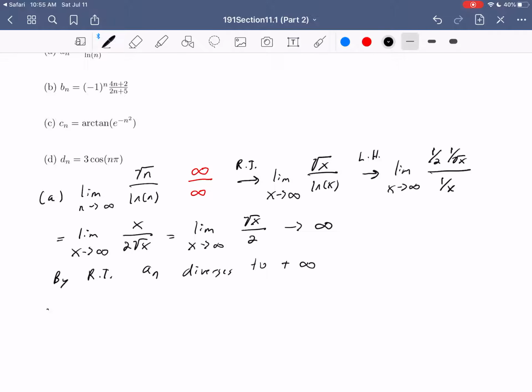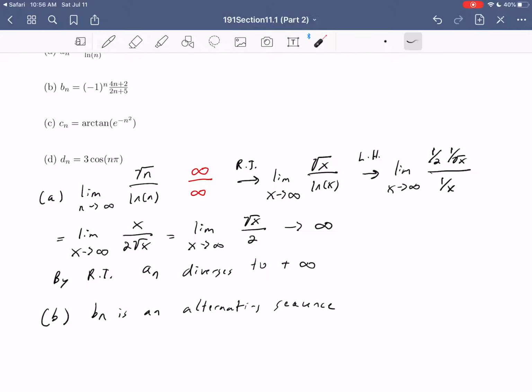All right, for b, we have (-1)^n times (4n + 2) over (2n + 5). We should know that b sub n is an alternating sequence. Alternating sequences were the first thing we've encountered that is unique to sequences. You can't really define an alternating function because (-1)^x is going to be undefined whenever x is like an even radical, like 1/2 or a quarter. So this (-1)^n makes sense because n is a whole number.